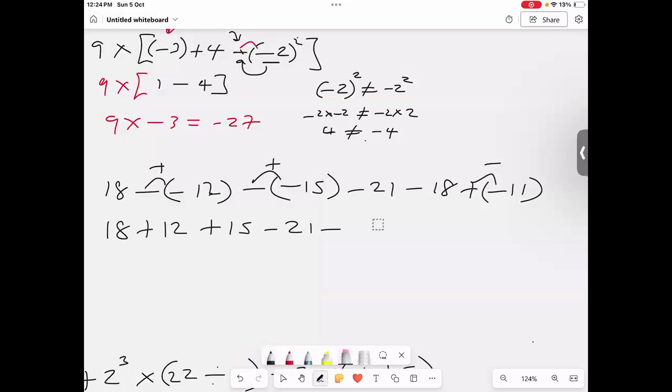Oops, bunch of stuff here. So minus 18 minus 11. Place these into groups of 2. 18 plus 12, very easy. That's going to be 30.